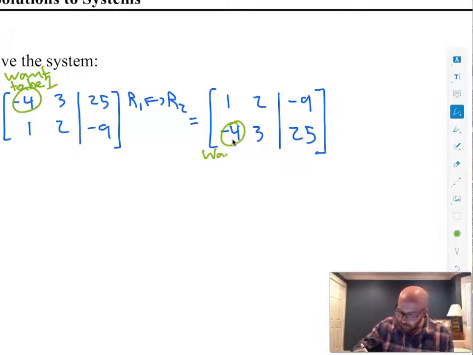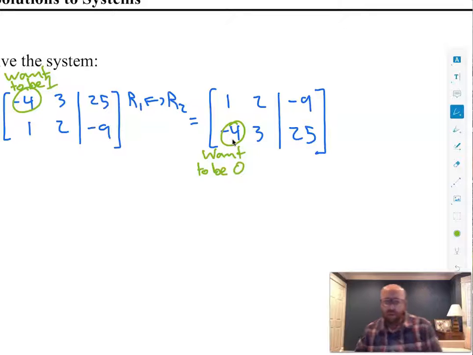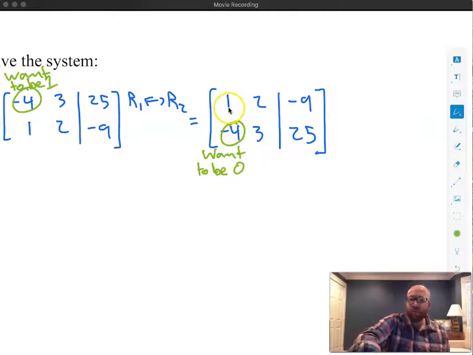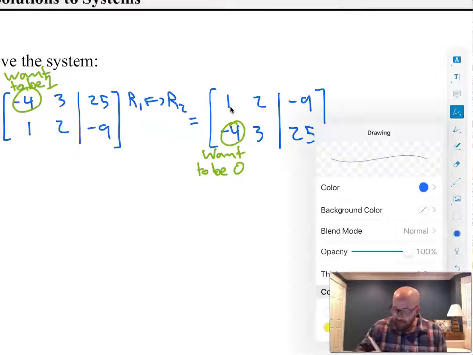We want to be... I'm not going to do that shorthand. Want to be 0. We're going to use the fact that we have a 1 right here to our advantage. So here's the row operation that immediately comes to mind.